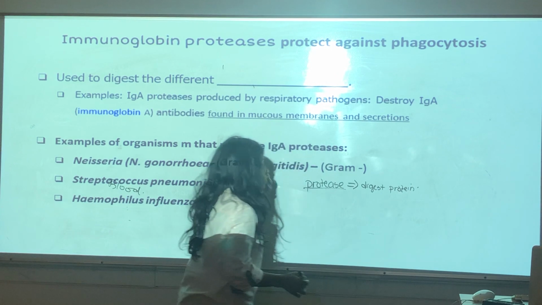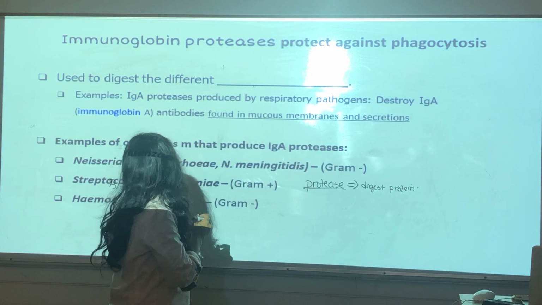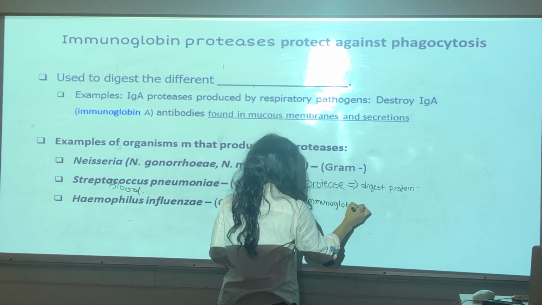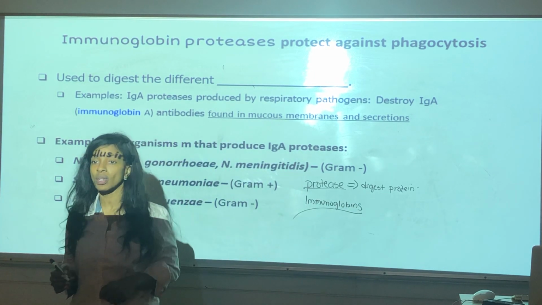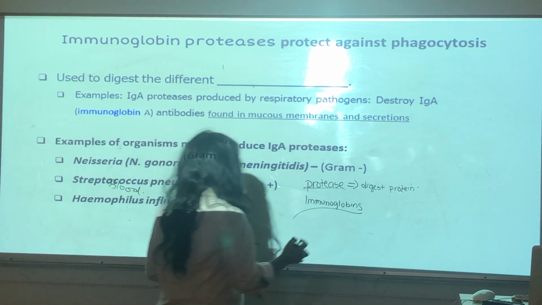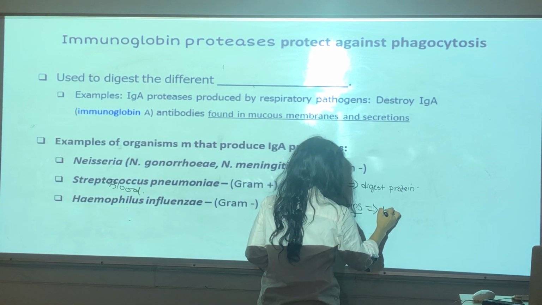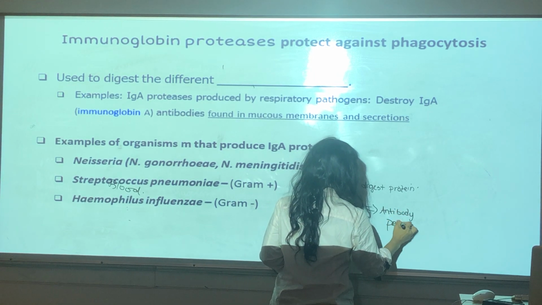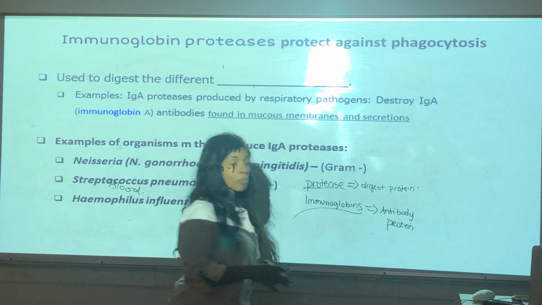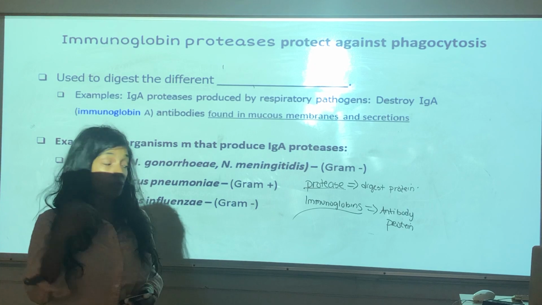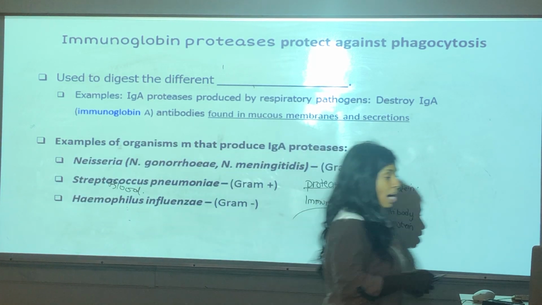But this protease specifically digests immunoglobulins. And what do we mean by immunoglobulins? Well, immunoglobulins are antibody proteins. So an immunoglobulin protease means that we're looking at a protease that's specific to digesting antibody protein.